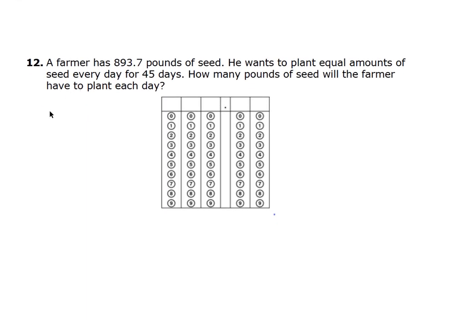Question 12. A farmer has 893 7/10 pounds of seed. He wants to plant equal amounts of seed every day for 45 days. How many pounds of seed will the farmer have to plant each day? Again, show your work and record your answer on griddable B2 and use correct place value.